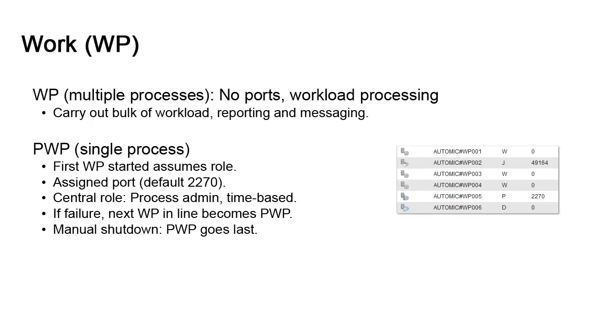The WP is the core workload process. It handles basic tasks in the automation engine, including calculating and executing, status reporting, and messaging. It's in constant communication with the CP to support workload operations. When the system starts, the first WP in the start sequence automatically assumes the primary work process, or PWP, with type P, and is assigned a port, which by default is set to 2270 in ucsrv.ini.